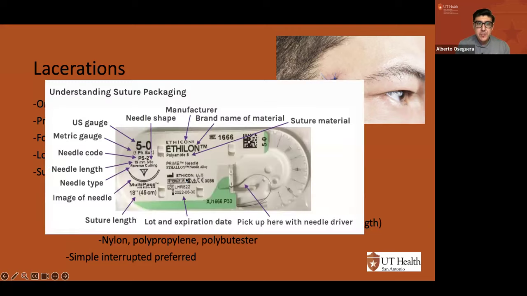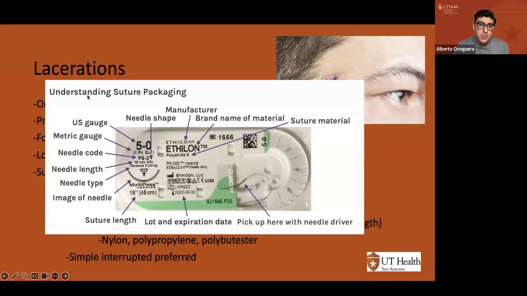When you're looking at the different sutures, these are all the different items on the actual suture. So when I was mentioning the, can you actually see my mouse or no? Yeah, okay. So here's the different labeling. So 5-0 or 6-0 is going to be what you're looking for. And then this is the material.